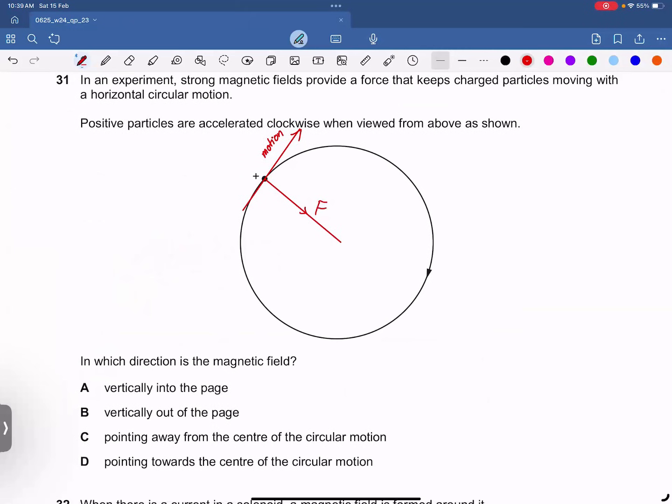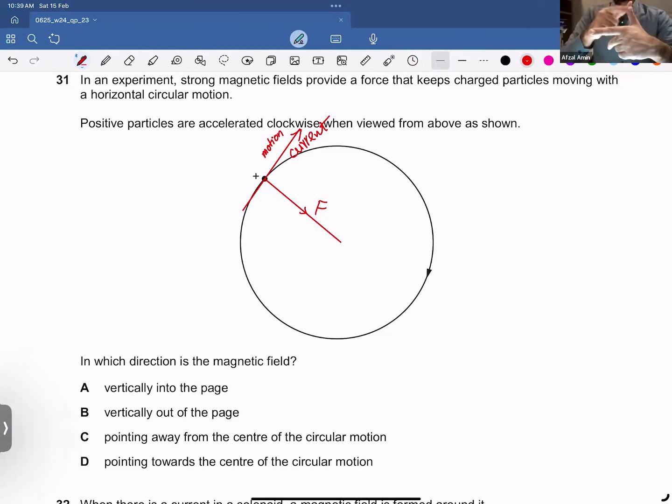Now, whenever you want to relate the force with the motion, the motion is actually the current. Motion of positive charge movement is the current. Force is this way, and the magnetic field you want to find. So you need to apply Fleming's left hand rule, my dear students. Look at my left hand. In this case, we say force, field, current. Current is basically the motion arrow. Force is towards the center.